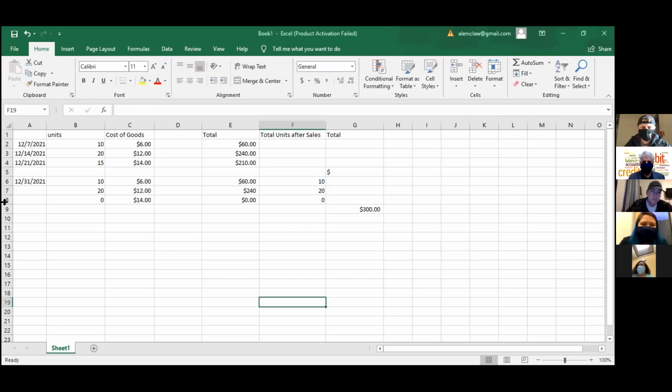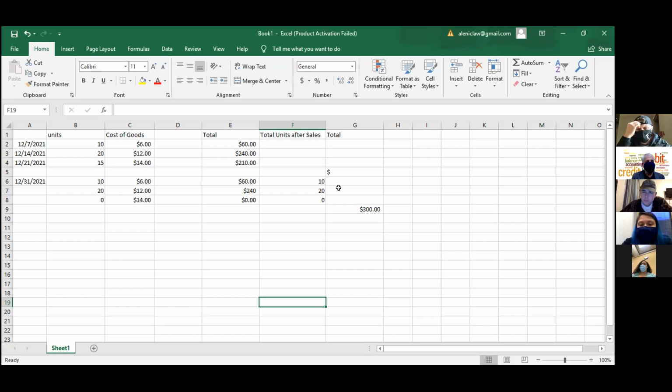Okay, so we had the units that were listed and the price they were sold at. At the end, we took the 15 units that were supposed to be sold. Since we did LIFO, last in, first out, the 15 units we got on the 21st of December were what we sold. That left us with 30 units and $300 in inventory.